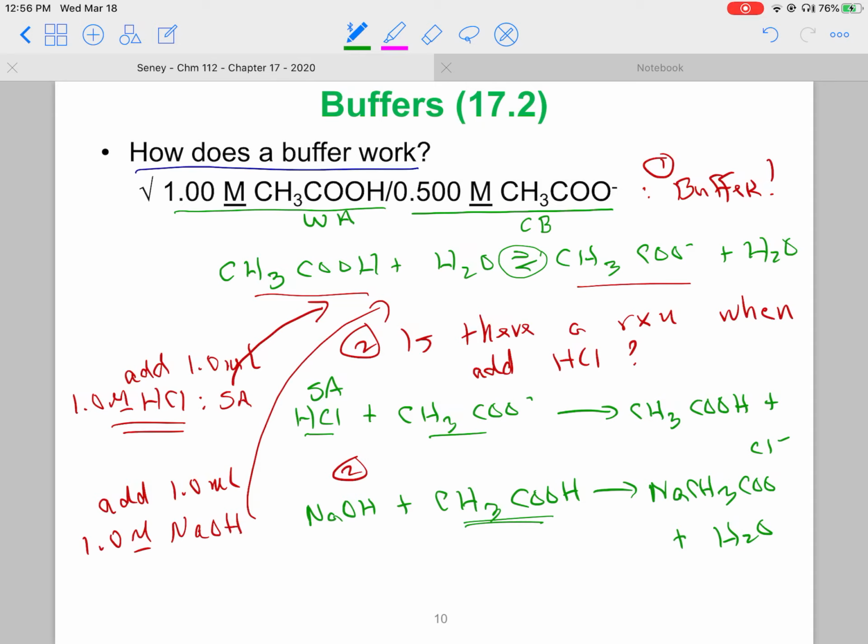So the first thing that we do is, what do we have? We've got a buffer here. The second thing we do is ask whether there's a reaction when we add something else. So we've got to figure that out. What does the reaction look like? And then we're going to take this a little further.